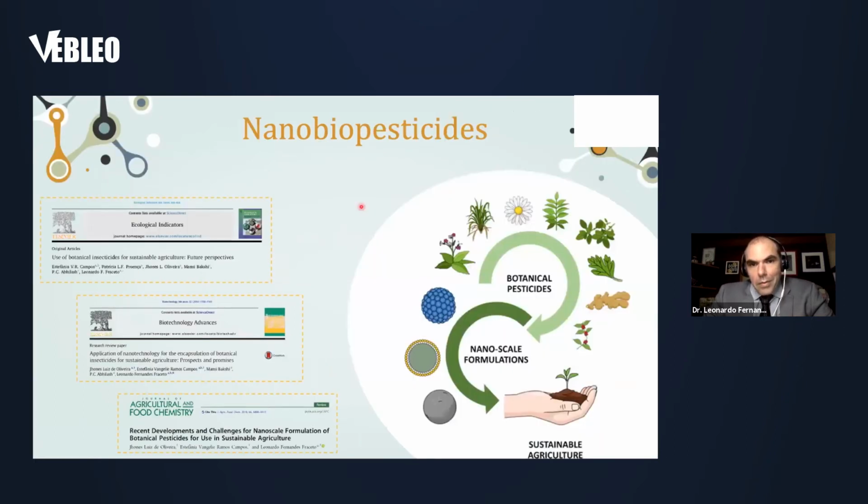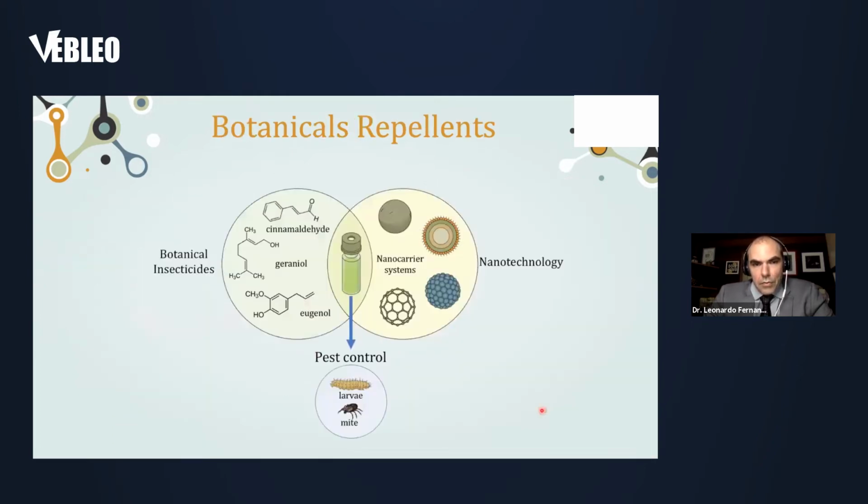And today I will talk about nanopesticides. This topic we reviewed from the last 5 years. We are reviewing the topic, and the idea is that you can connect different active ingredients from different kinds of plants with different strategies to encapsulate them and to move to a more sustainable agriculture.